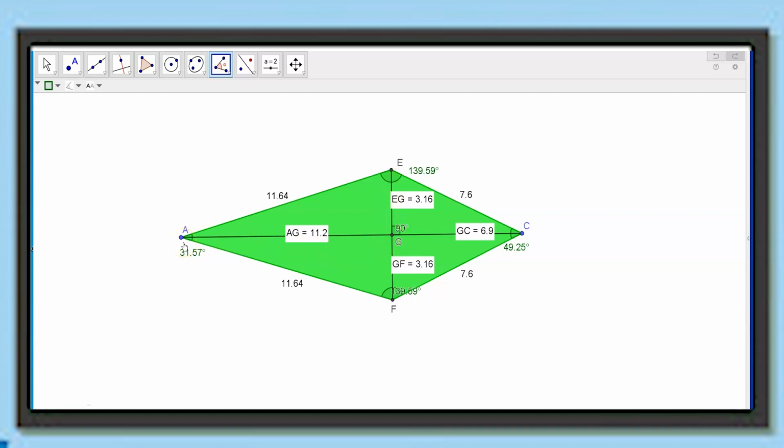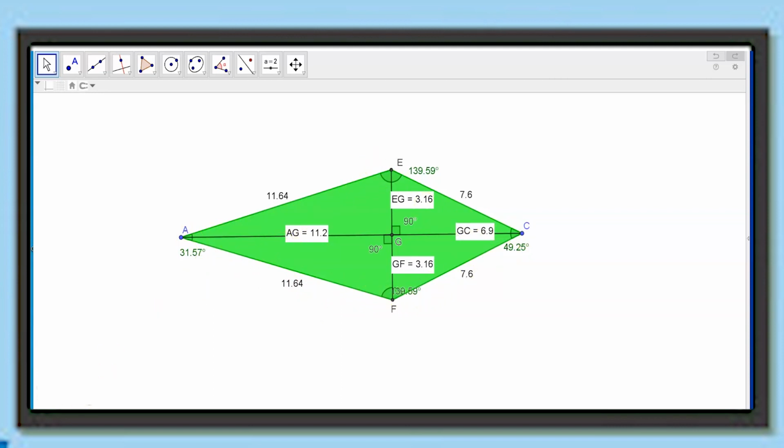So let me go and measure the other one, that is AGF. What did you observe? That also happens to be 90 degrees. So I can say that the diagonals are perpendicular to one another. So we have seen three properties. One pair of opposite angles are equal, one diagonal bisects the other, and the diagonals are perpendicular to each other. So these are the properties that we could verify using this kite that we have drawn on the GeoGebra applet.